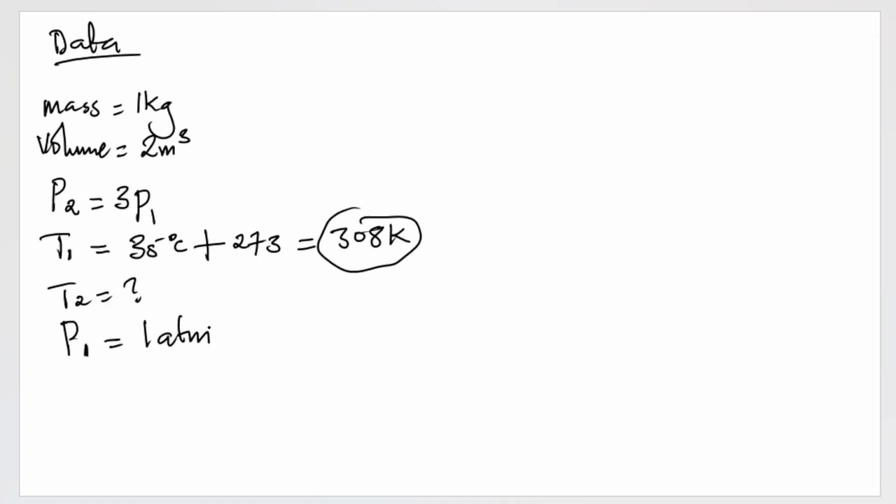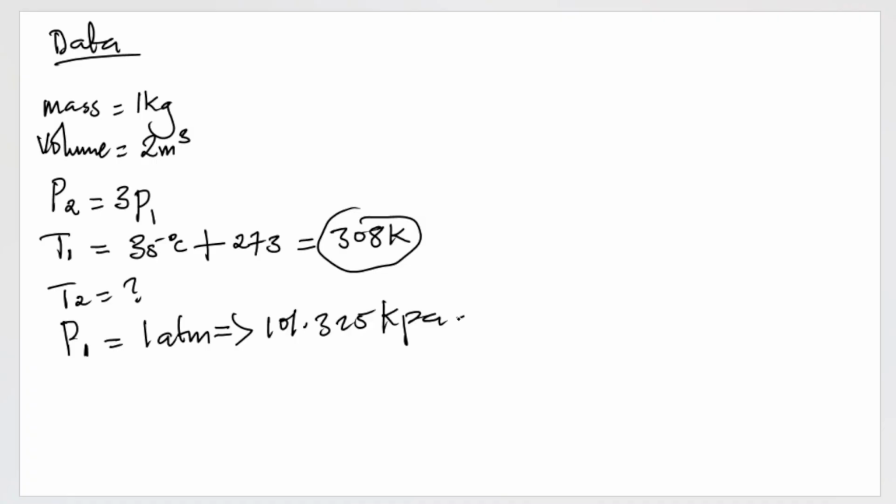What you do is to convert 1 atm to either Pascal or kilopascal. ATM simply stands for atmospheric pressure. One atmospheric pressure is equivalent to 101.325 kilopascal. So instead of using 1 atm, we'll be using kilopascal. Are we together? Now we've succeeded in getting P1.